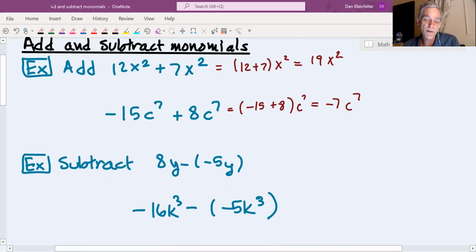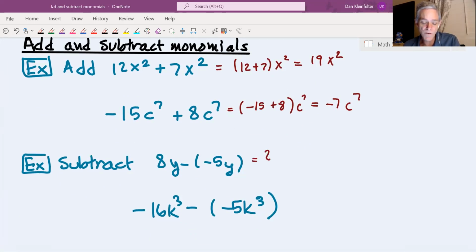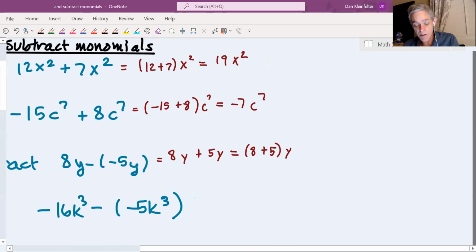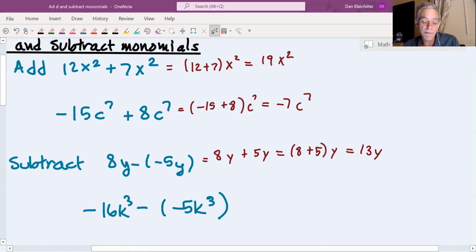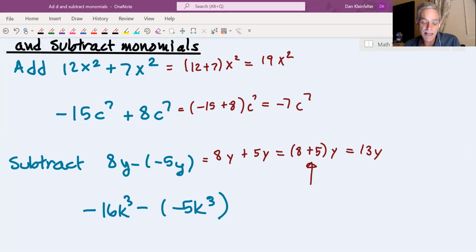For subtractions, let's try that. We have 8y minus negative 5y. What I would do first is probably rewrite that as an addition. 8y plus 5y. And then once more with the distributive property, that's the same as 8 plus 5 y's. And that's 13y. If you were able to jump straight from 8y plus 5y to 13y without writing this kind of intermediate step, that's okay. For our first couple, I'm trying to show a lot of steps here. Okay, moving on.